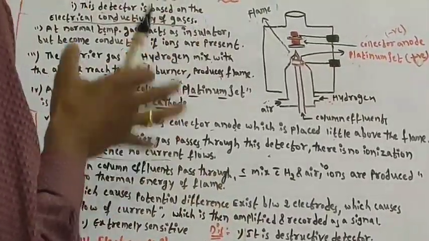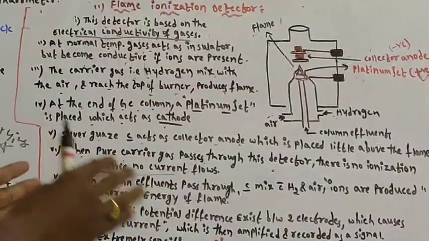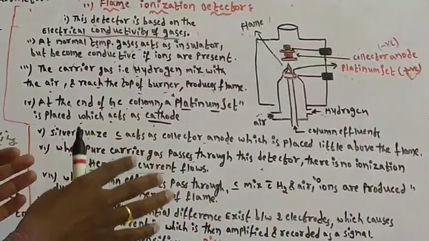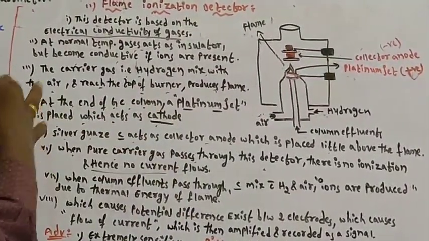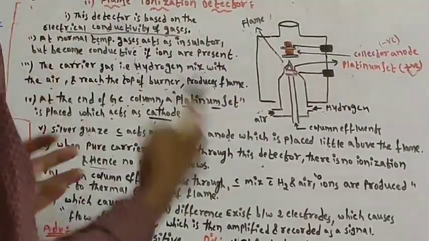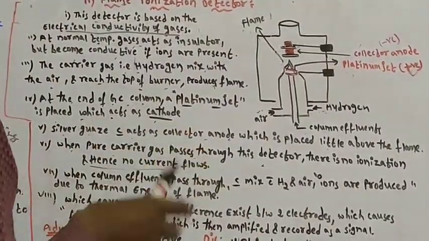Then when pure carrier gas passes through this detector, there is no ionization, hence no current flows. When pure carrier gas passes through this detector, no ionization takes place due to the thermal energy of the flame. Then no current will flow.